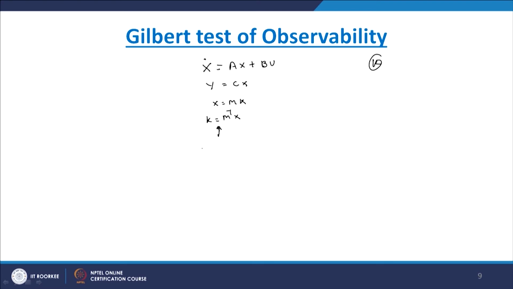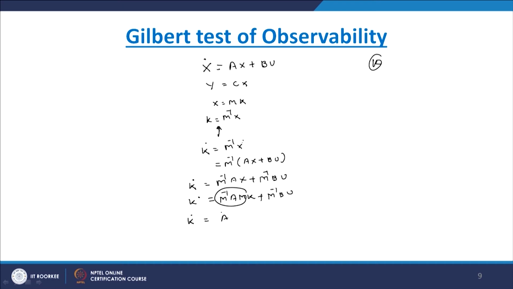Now, this equation can be simplified as k dot equal to M inverse x dot. Here, x dot is equal to Ax plus Bu, so k dot equals M inverse A x plus M inverse B into u. Now, x is M k, so this is M inverse A M k plus M inverse B into u. We can write this as A bar k plus B bar into u. So, this is the new state transformation in terms of k, but our problem here is about observability.